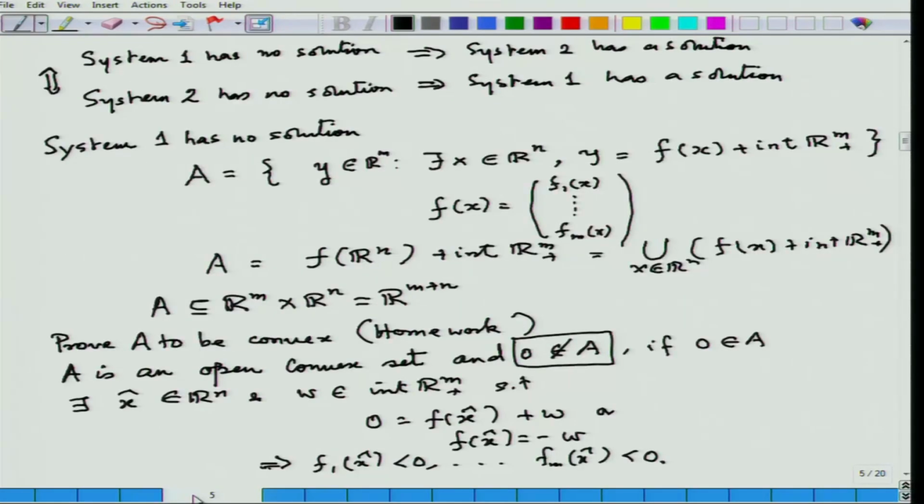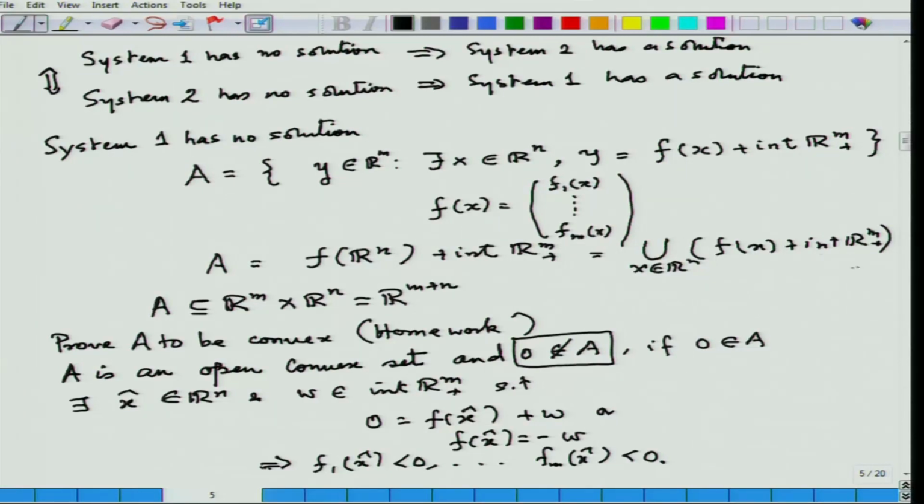So we will first prove that system 1 has no solution, and let us construct this set A, which is given in this way: it consists of all y in Rm for which there would be an x such that y can be written as f(x) plus some element from the interior of Rm plus, that is, this vector would have all its components strictly greater than 0. And this f(x) is a vectorial representation of the system of functions f1(x), ..., fm(x). Now A can also be written in this form, which is the same as writing this.